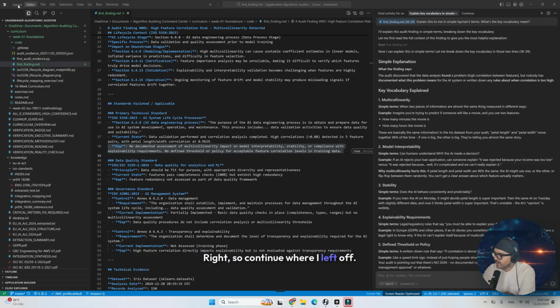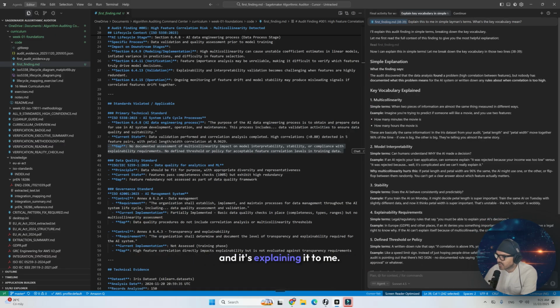Right, so continuing where I left off. Now I've got a simple explanation which helps me as a student understand, as you can see, this line here on line 38. Yes, I can sort of get an idea of what it's talking about, but I need to be certain. So here we go. I've simply connected it to the agent inside Cursor, and it's explaining it to me in a language which I can hopefully understand.